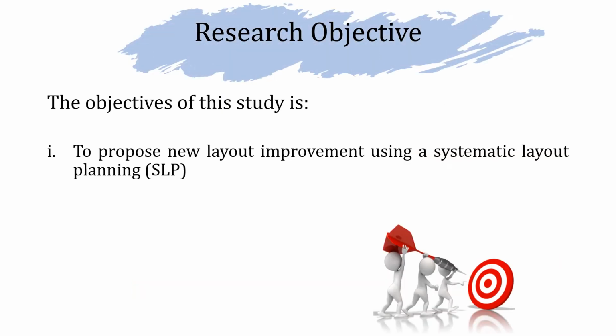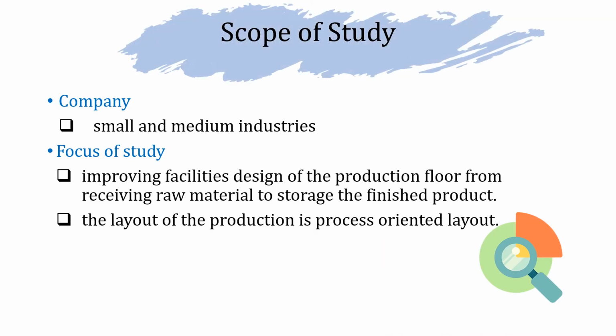The research objective for this project is to propose a new layout improvement using systematic layout planning. Next, this research is conducted at a small and medium company and the focus of the study is to improve the facilities design of the production floor from receiving raw material to storage of the finished product. The current layout for this company is a process-oriented layout.